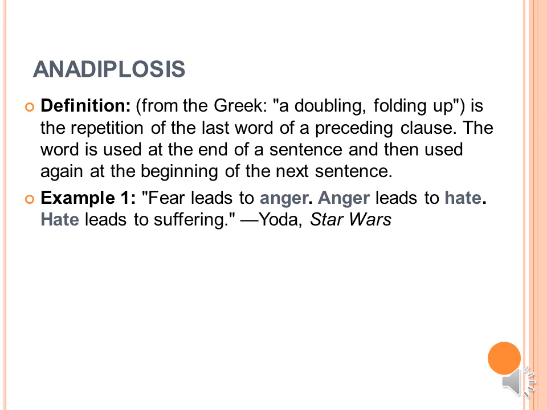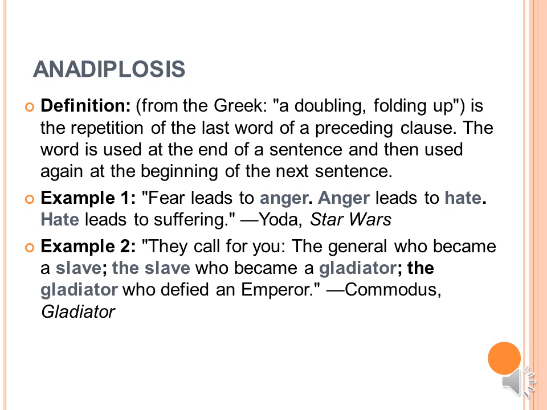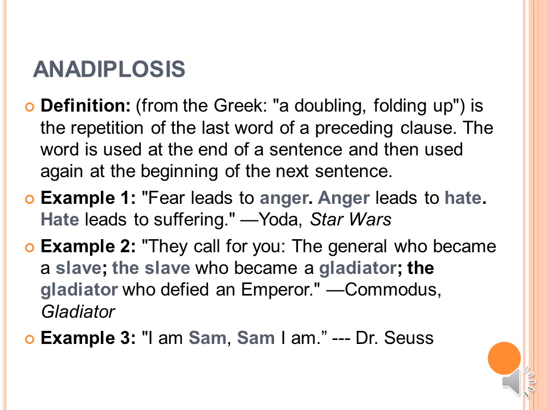So here we have a famous one: fear leads to anger, anger leads to hate, hate leads to suffering. The final word of the sentence is used to begin the next sentence. So you've got anger ending the first sentence and beginning the next one, hate ending the second sentence and beginning the third. Another example from the movie Gladiator: they call for you, the general who became a slave, the slave who became a gladiator, the gladiator who defied an emperor. So notice the repetition of slave. It ends a sentence, begins the next one. Gladiator ends the sentence and begins the next one. Famous one: I am Sam, Sam I am.